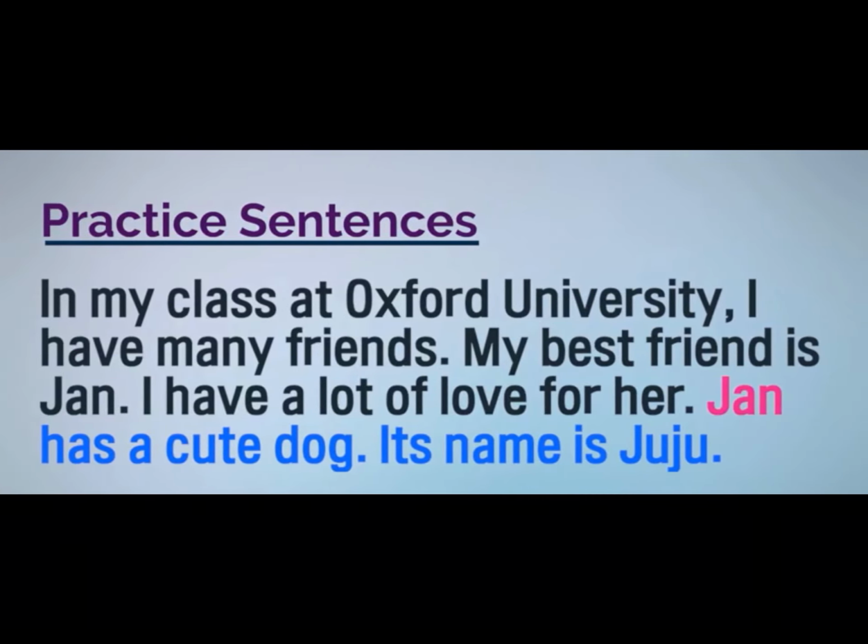Finally, we have Jan has a cute dog. Its name is Juju. What nouns can we find? We have Jan again, which is a proper noun, and we have dog, which is a common noun, and we also have name. Okay, we also have name and Juju. Name is a common noun, and we know that Juju is a proper noun because it is capitalized and it is a specific name for a woman, like we said earlier.